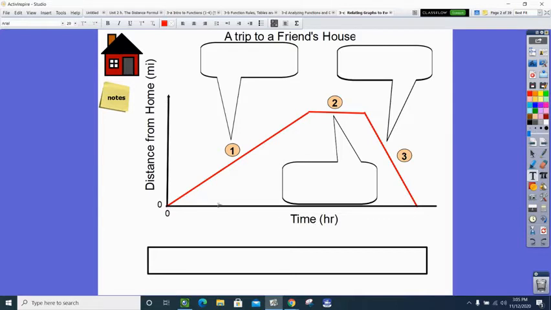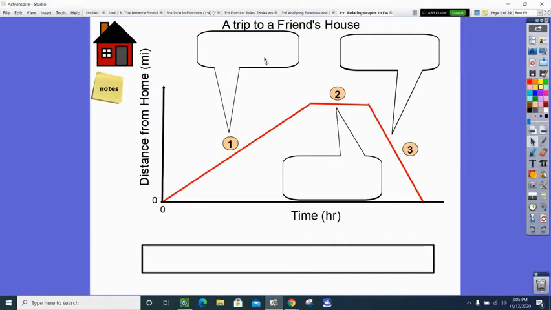So as this red graph moves to the right, time is passing. Now, as the graph goes up, our distance from home is increasing, is changing in miles. So basically what I notice is there are three pieces to this graph, and I need to tell a story that describes what's happening. So this first piece is going up, which tells me that as time goes by, my distance is increasing from home. So my story could be that I start to walk to my friend's house.